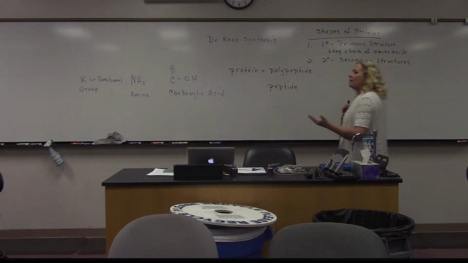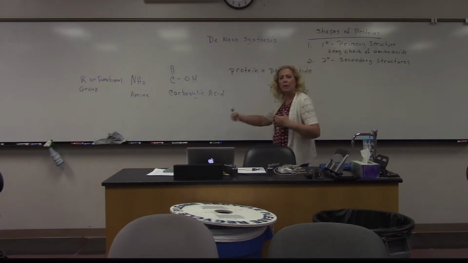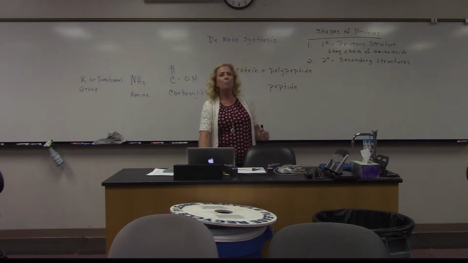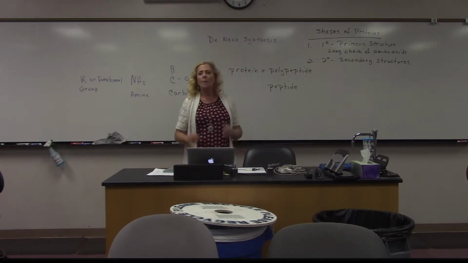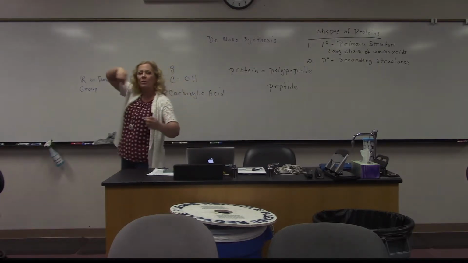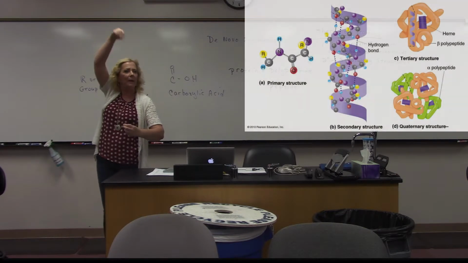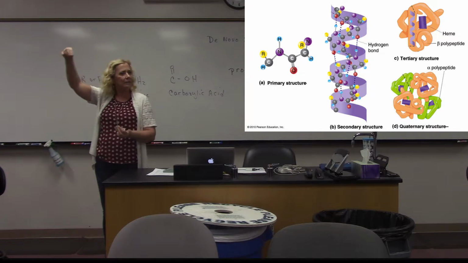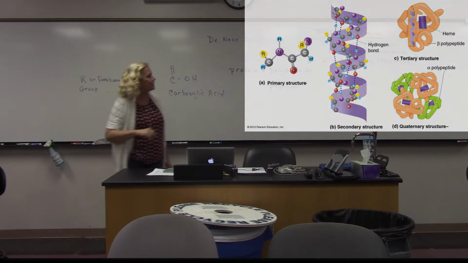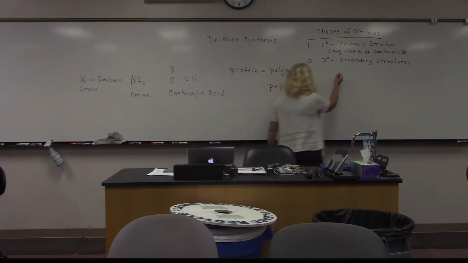But because of these side oxygens, hydrogens, nitrogens, they begin to bond to each other in this strand. And it's almost like you take that string of pearls and you start winding it around and around and around, and you get this long alpha helix structure. And this is our secondary structure.